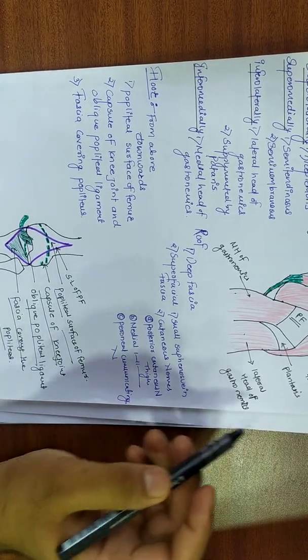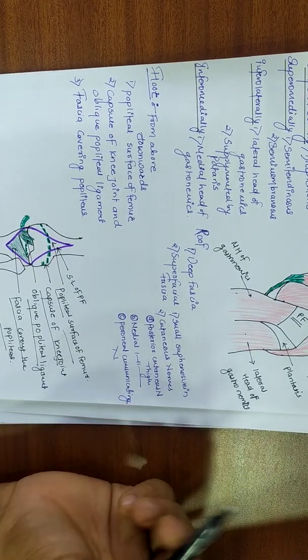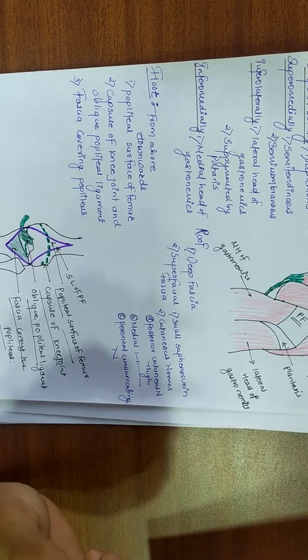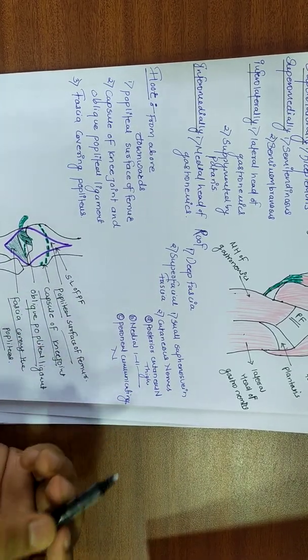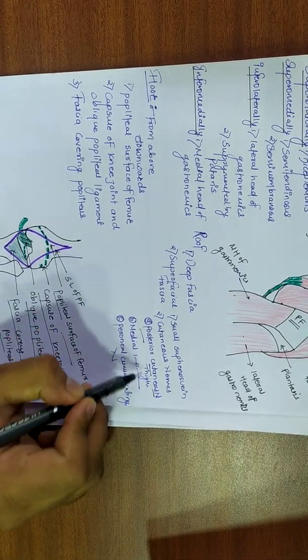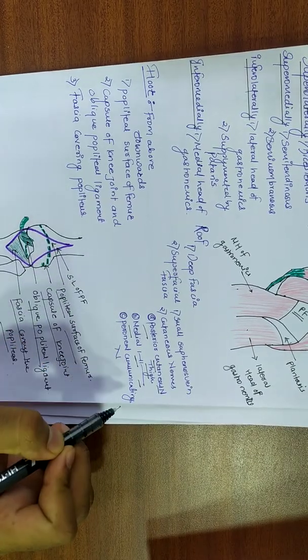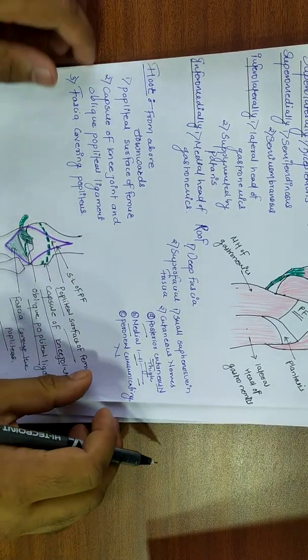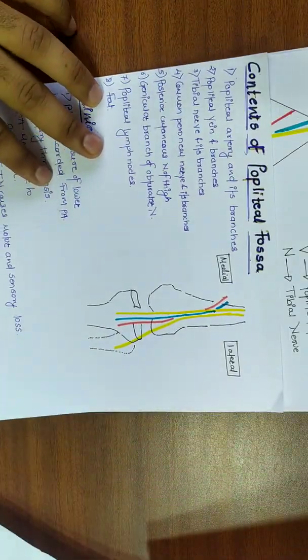Now the roof is formed by the deep fascia and the superficial fascia. In the superficial fascia there are the small saphenous vein and cutaneous nerves. There are three cutaneous nerves: the posterior cutaneous nerve of thigh, the medial cutaneous nerve of thigh, and the peroneal communicating nerve. Okay, so let's see the contents of the popliteal fossa.